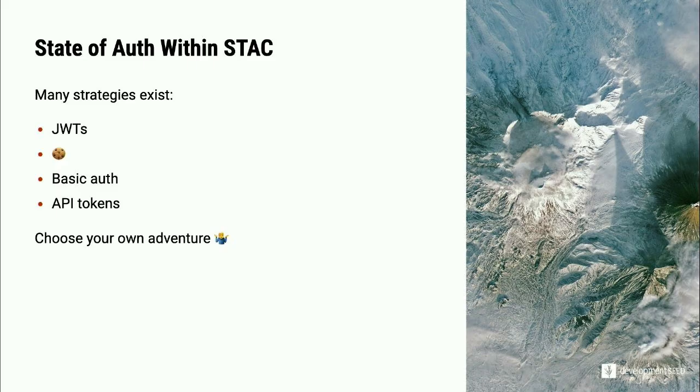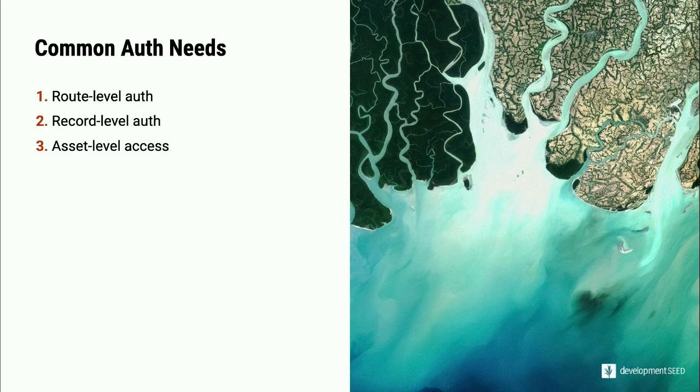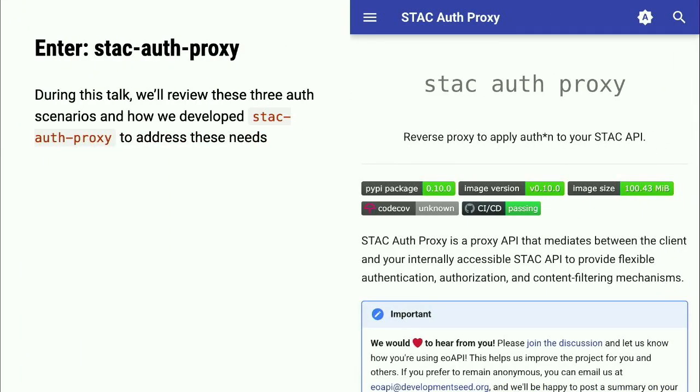There's not really a recommended way to do it. It's kind of left in the hands of the implementers to figure out what the right strategy is. STAC, as far as I'm aware, doesn't really have any best practices or suggestions around authentication and authorization. And so it seems like amongst the projects we've seen, there are 3 different classes of authentication and authorization needs, which are route level auth, record level auth, and asset level auth. Those are the 3 classes of auth requirements that we're going to talk about in this presentation.